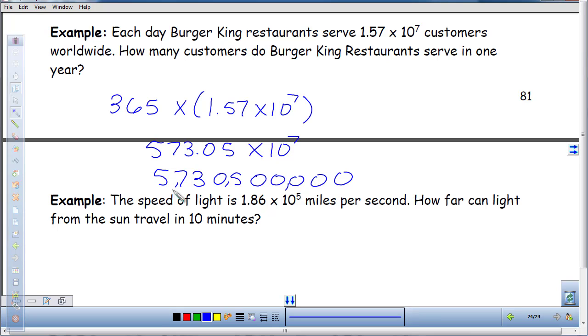Right. If we were going to leave it as scientific notation, I'd say 5.7305, and then to get back to here, I need two more, right? Okay, so it'd be times 10 to the ninth.